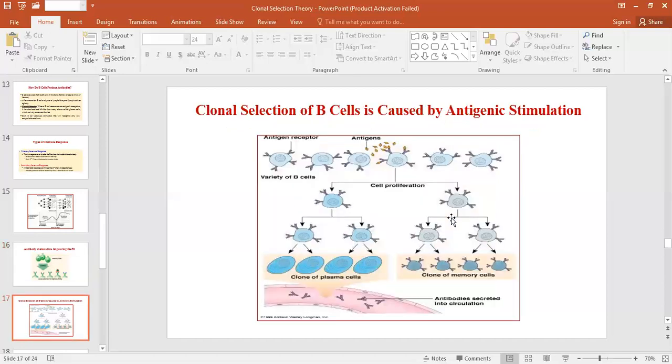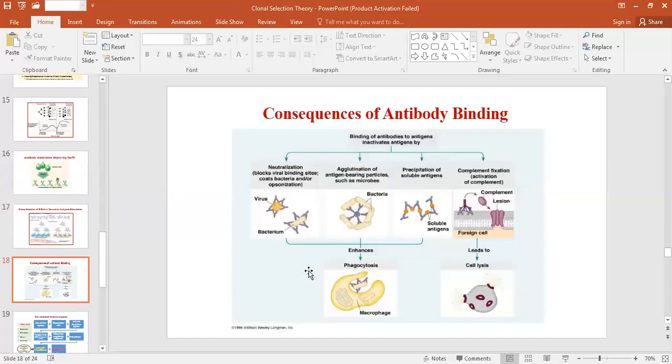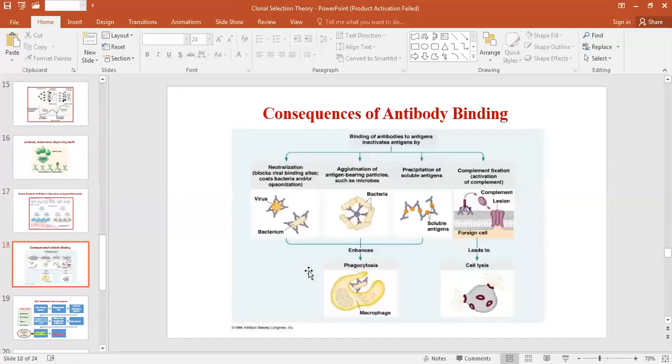The clonal selection theory of B cells is driven by antigenic stimulation. First you can see the antigen can stimulate a particular type of B cell, and then the cell will proliferate and subsequently produce different clones of two types of cells: plasma cells as well as B memory cells. The plasma B cells will then enter the bloodstream, into the circulation, and secrete antibody.